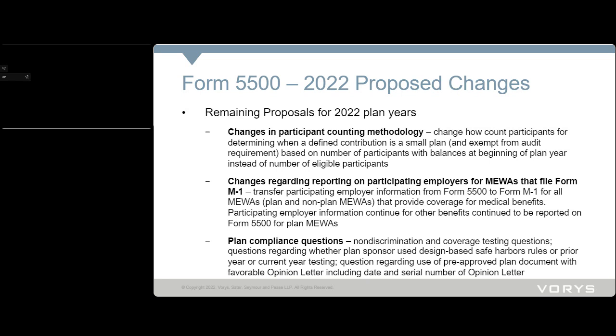And then really the one that I think caught most people's attention was these plan compliance questions. So additional questions are being proposed on the 5500 asking about non-discrimination and coverage testing, whether a plan sponsor is using design-based safe harbor rules or whether they're relying on the prior or current year testing methods. Questions regarding whether you use a pre-approved plan document, and if so, what is the favorable opinion letter serial number. So these compliance questions seem clearly to be used to target those plans and designs where errors are more likely to occur. And so there were a lot of comments with respect to those that the departments are still considering.